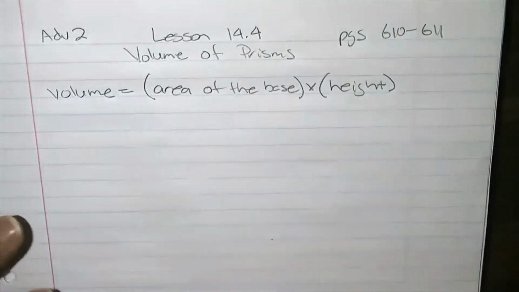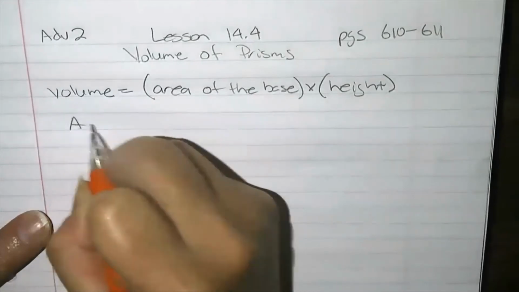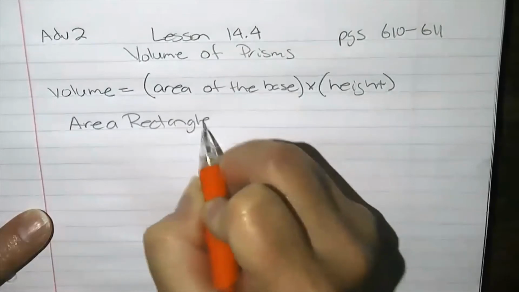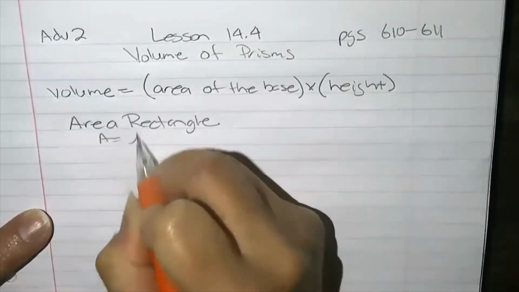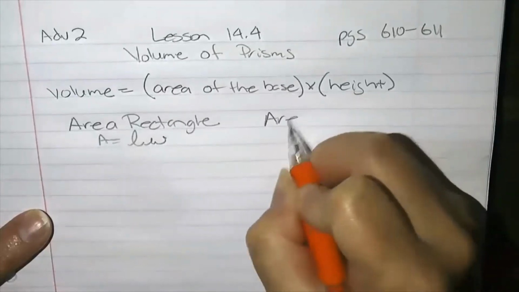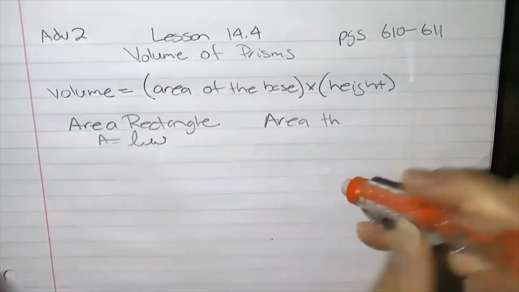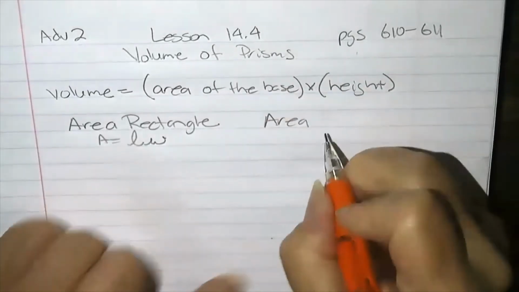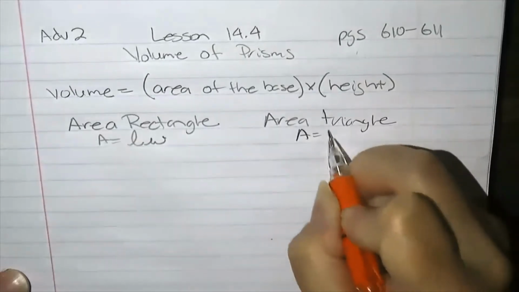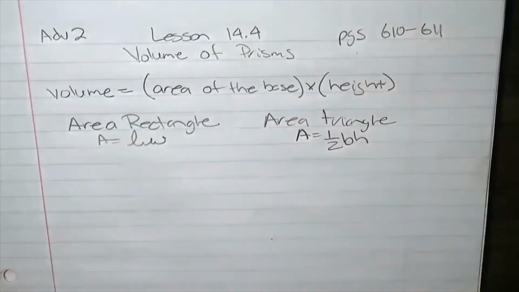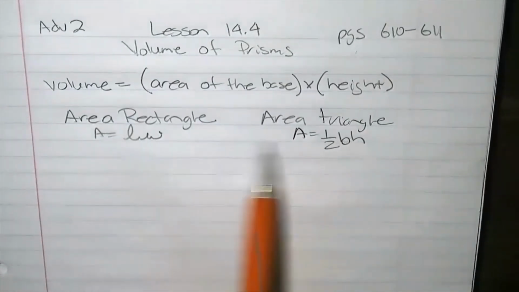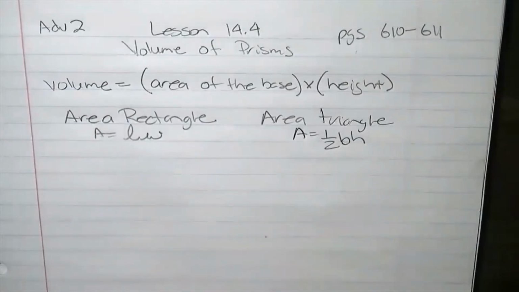So what are the things that we need to know? Well, we need to know how to find the area of a rectangle. The area of a rectangle is equal to the length times the width. And we also need to know how to find the area of a triangle. The area of a triangle is 1/2 the base times the height. So we're going to find the area of the bases and then multiply that by the height.